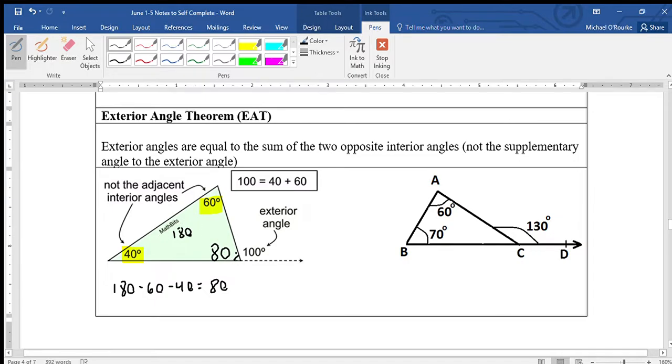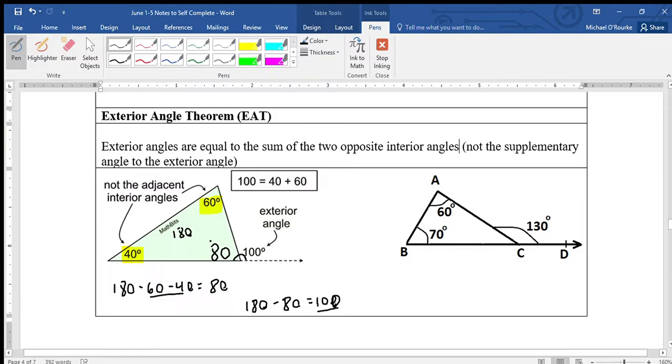But then if you think about it, this is a straight line. So 180, a straight line, minus 80 equals 100, which is also the sum of these two. Right? Because if I go 180 minus 100, I'll get 80. So that's why that works.